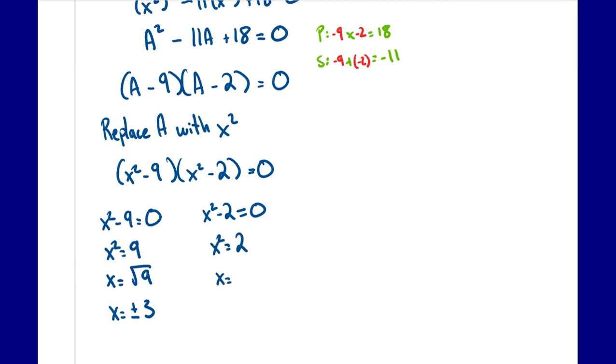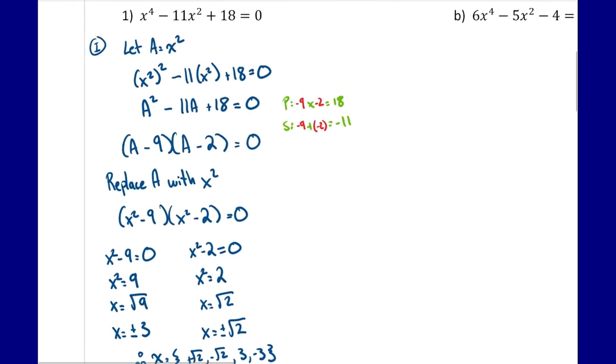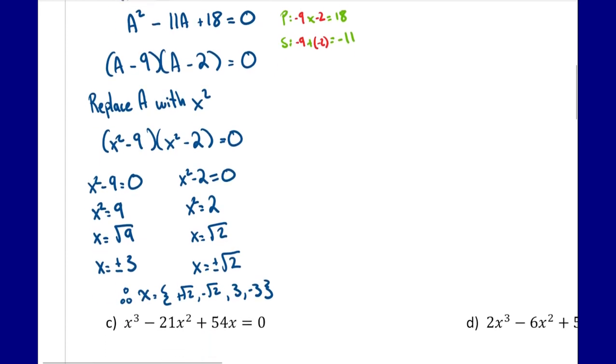Take the square root of both sides. I get x equals plus or minus the square root of 2. So I get two possible answers. Therefore, in the end, x could equal plus the square root of 2, minus the square root of 2, 3, or negative 3. So we get multiple possible answers. That's the first way that we could do it.